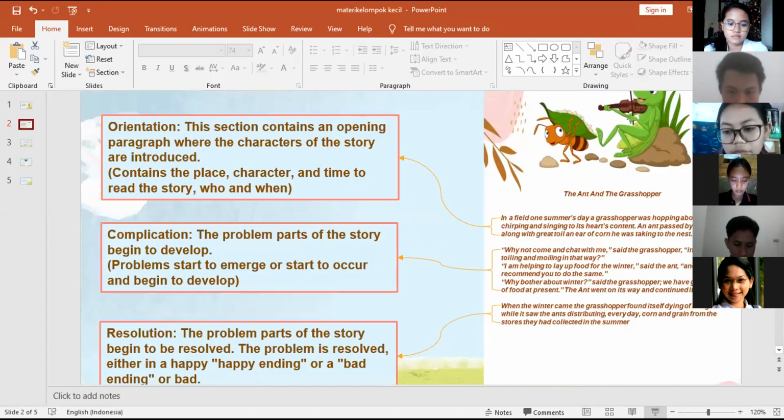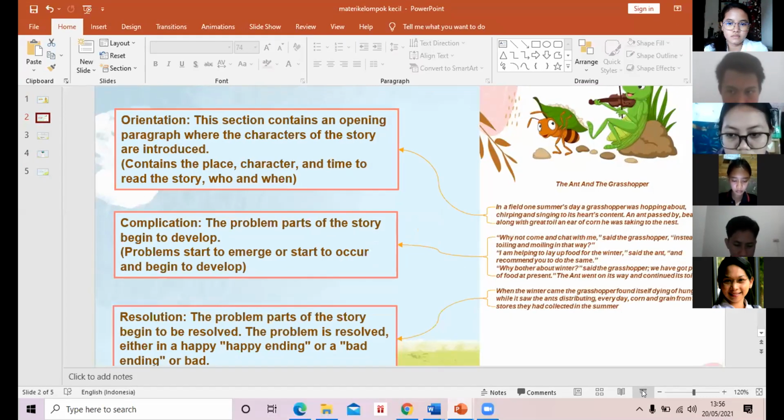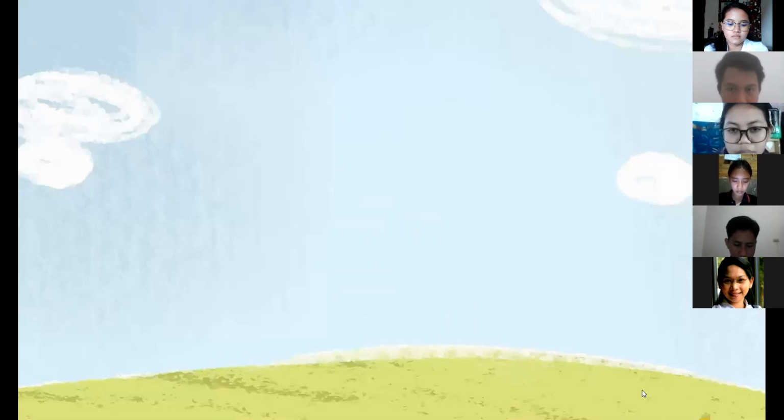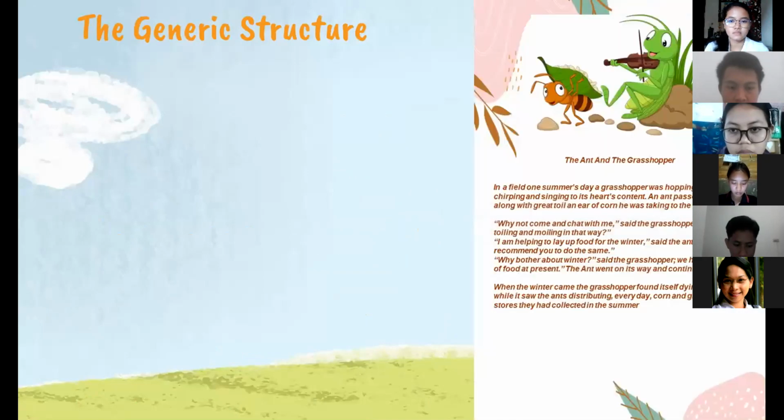I will give you an example with an explanation about narrative text. This is the story entitled The Ant and the Grasshopper. Do you still remember how many generic structures there are, and can you name them?